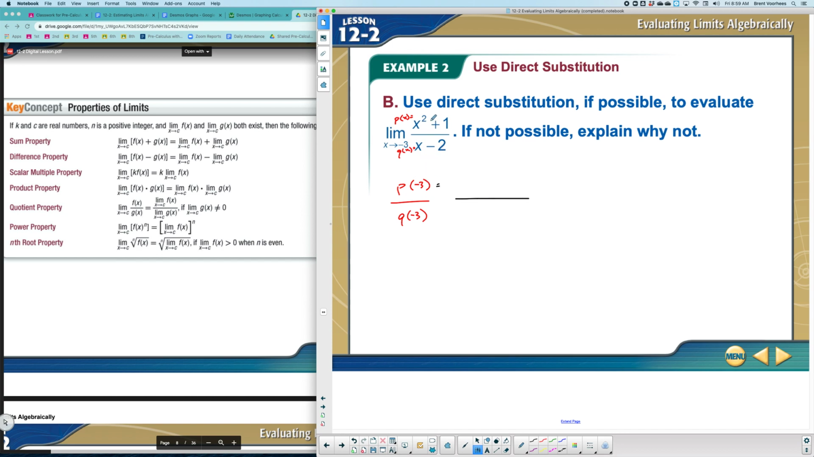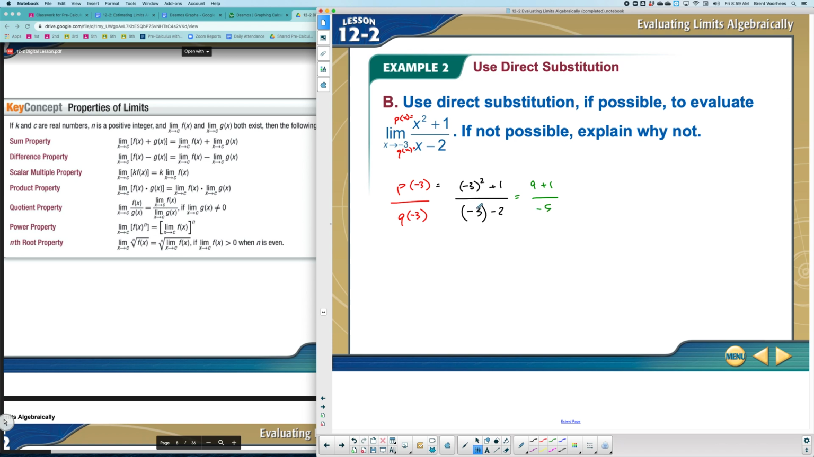So p of negative 3, if I plugged in the top, I'd have negative 3 squared plus 1. And in the denominator, I would have negative 3, and typically we use parentheses when we substitute, especially with the negative, minus 2 more. And so negative 3 squared is a positive 9. Negative 3 times negative 3 is a positive 9. I'll add 1 to that. Negative 3 minus 2 more would be negative 5.